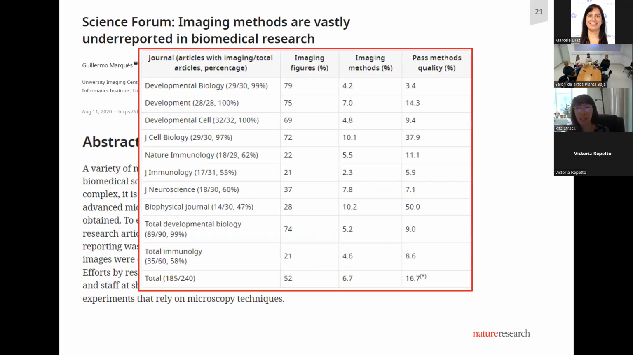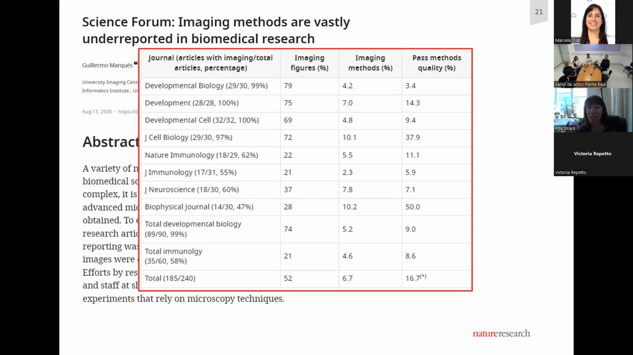So here is a table summary of some of their results. These are the journals. This is the percentage of the figures that included microscopy images. They didn't count Western blots or other gel blots as images. Then they looked at what fraction of the methods section was devoted to describing the imaging. So look, 80% of their data was images and 4% of their methods was describing the imaging. So, not ideal.